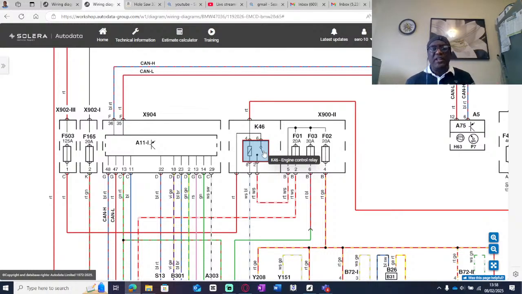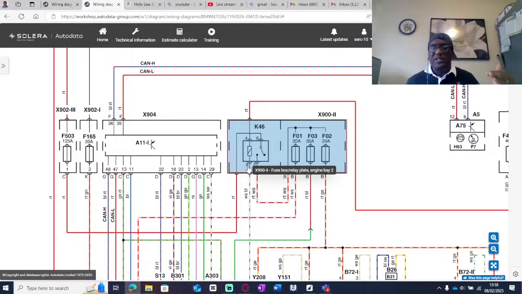Remember what a relay is. A relay has got two sides to it. It has got this side, the control side. We call it a control side, okay? And here they are showing you that there's pin 4 and pin 8. But if we really look at the diagram of a relay, you should have pin 86 and pin 85.